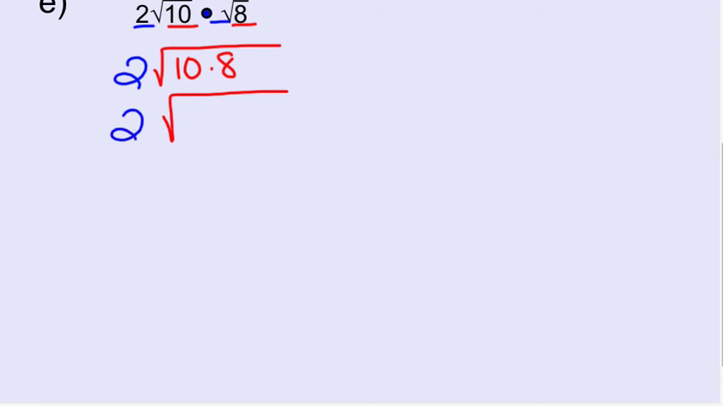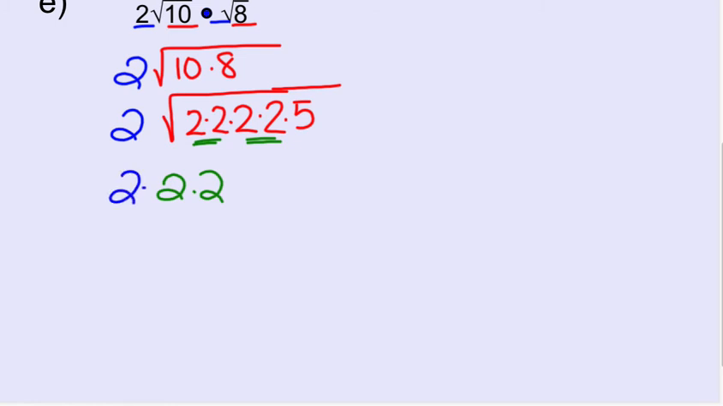8 can be written as 2 times 2 times 2. And 10 can be written as 2 times 5. So what we have is a pair here and a pair there. So 2 2's get to come out, a 2 and a 2. And then we still have this blue 2 out in front, and then the square root of 5 left. So now let's clean up the front. 2 times 2 times 2 is 8, and then the square root of 5.